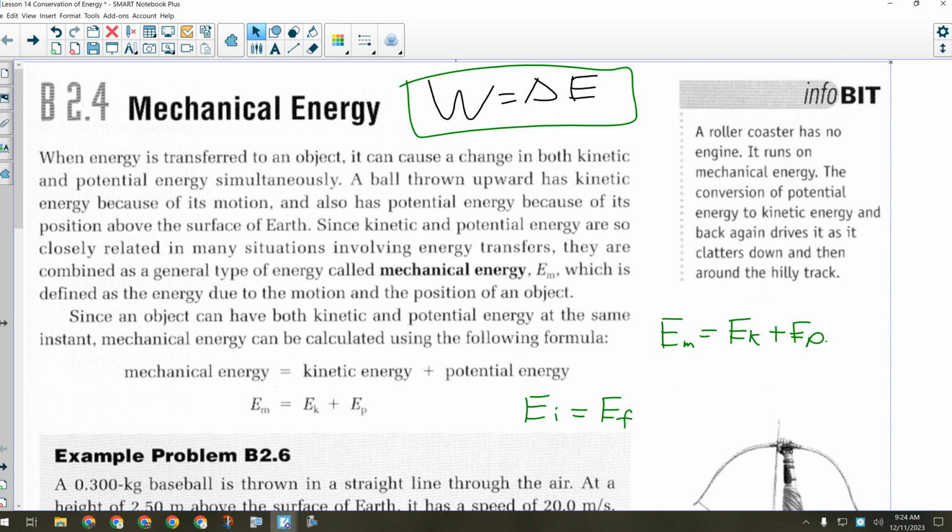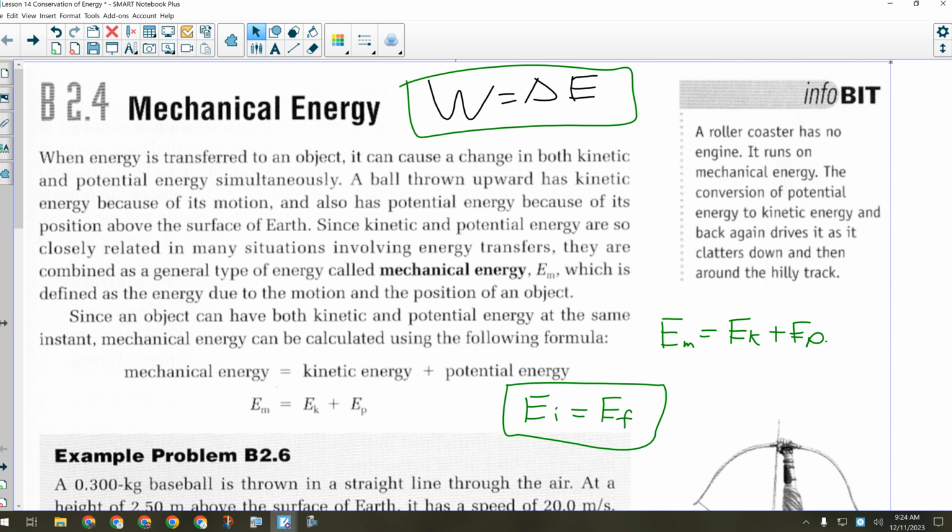But in this case, we are not talking about any work being done. We said once the object leaves my hand where I was doing the work, now there's nothing doing any work on it. It just goes up and comes back down. Gravity is the only force present and it works equally in both directions. Everybody all right with that?